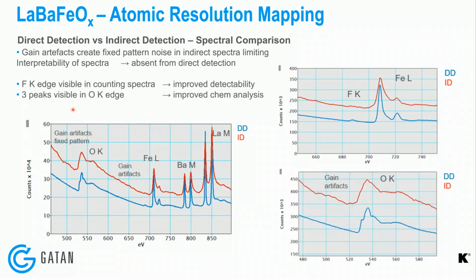We've also got improved chemical analysis. So if we look at the oxygen K edge, you can see 3 distinct peaks in the pre-edge here. So we've got this peak, this peak, this peak, which in the indirect detector data, you can't really see that fine structure with the same degree of precision. So improved detectability, improved chemical analysis.